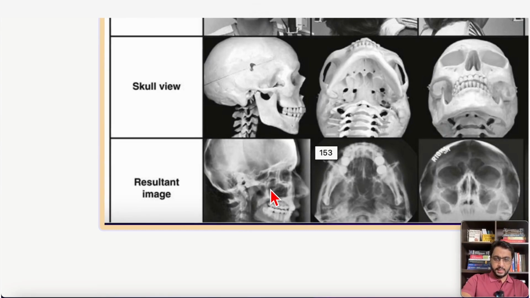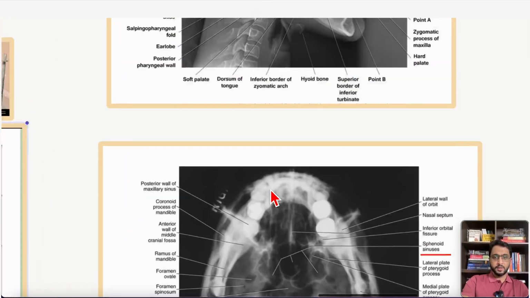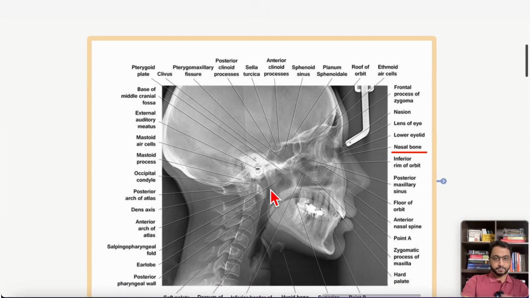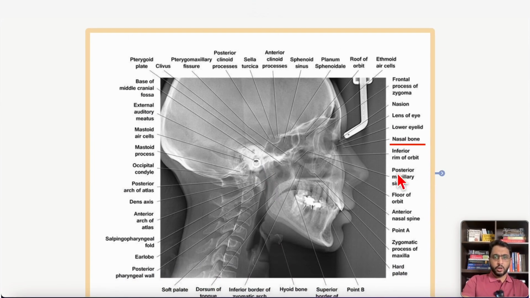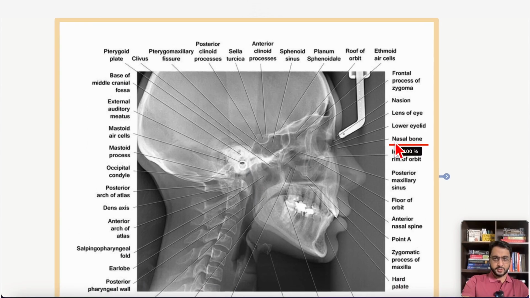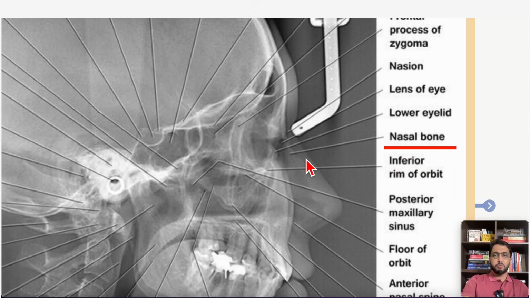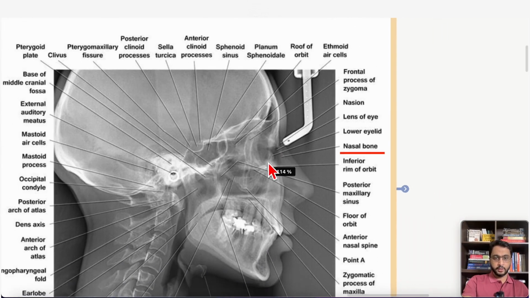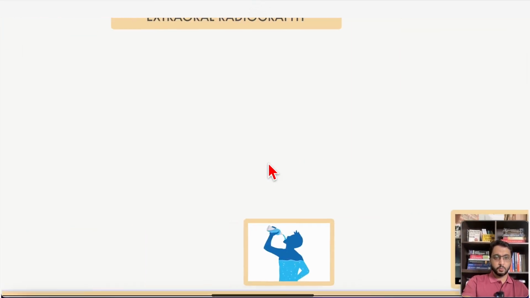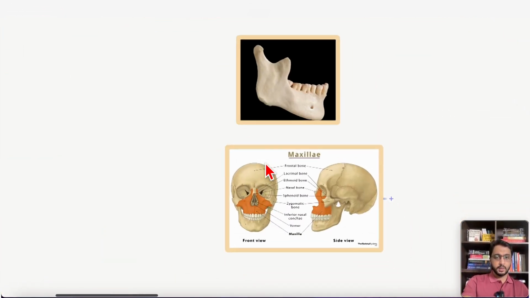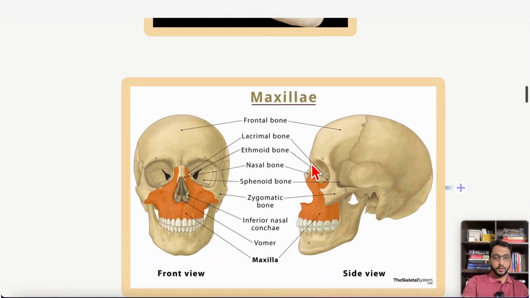Now I'll show you a very important image, this is a key image. Forget about all this description. Just see this particular structure, nasal bone. One structure very difficult to visualize in other radiographs from the anterior view is your nasal bone. You can see this here, this is the nasal bone. I'll show you a better picture to make it easy. Yeah, this is your nasal bone.